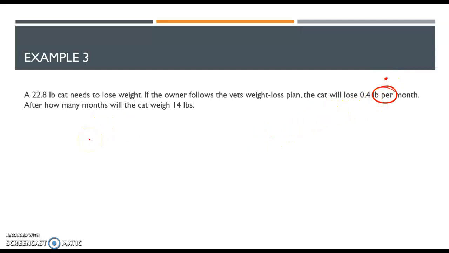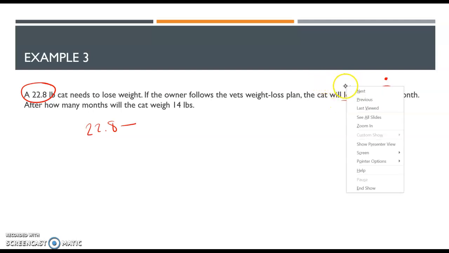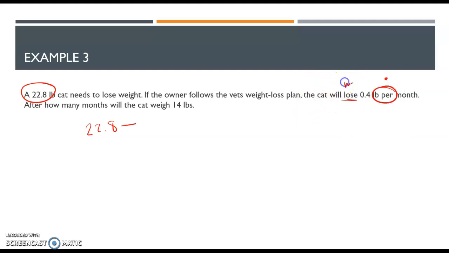Things like total. Excuse me, this is our starting weight. So we know that we're starting at 22.8 pounds. We are losing, right? So that means negative or subtraction, either way. Losing 0.4 per month, so I'm going to call that M. And we want to know when he, or she, will get down to 14 pounds.